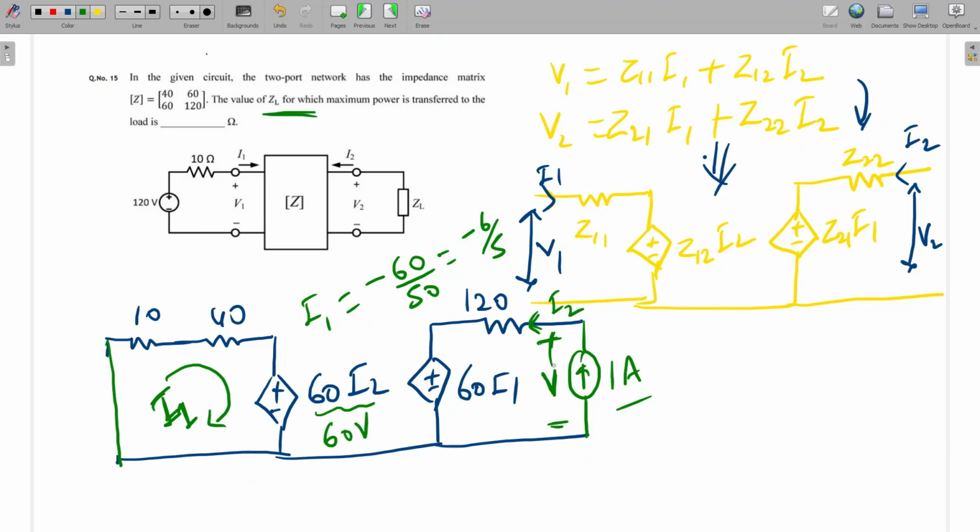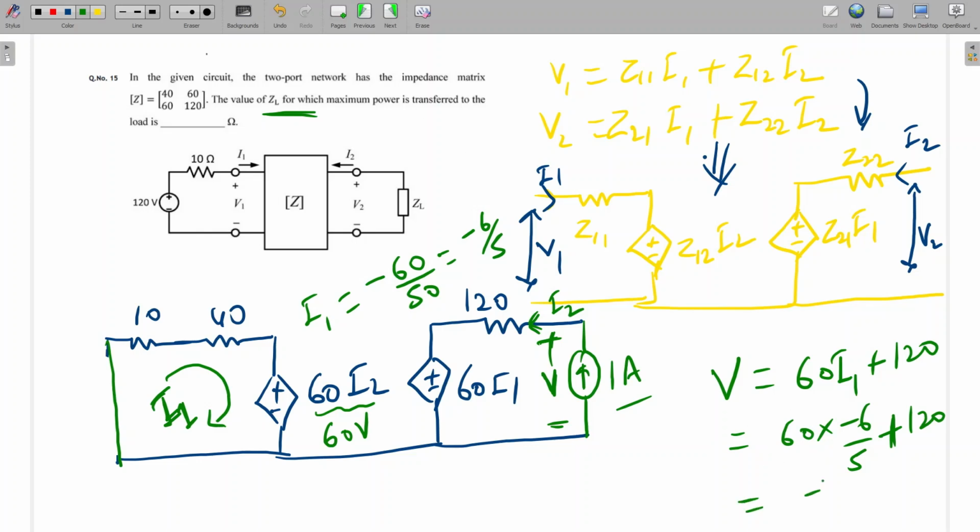Okay, so we can calculate V1 here now. V is equal to 60 I1 plus 120 I2, and I2 is 1 ampere. So plus 120. So 60 into minus 6 by 5 plus 120. Can anyone simplify this? What will be the value of V here? So minus 72 plus 120, 48. Okay, so this V is 48.